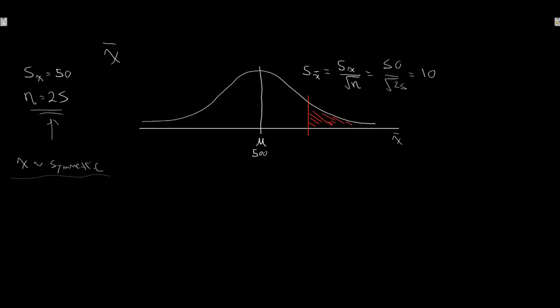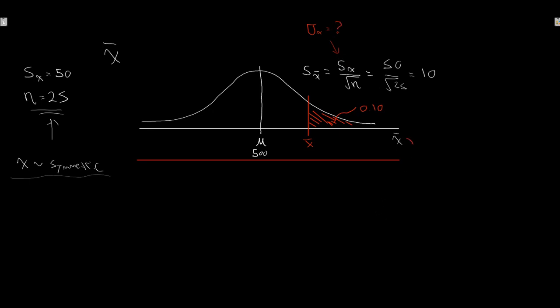Such that 10% of values are bigger than that value of x bar. Well, the way that we would typically do that is we would standardize to a z. But no, we can't do that this time, because the standard deviation of x is unknown. We've had to estimate it with our sample standard deviation.